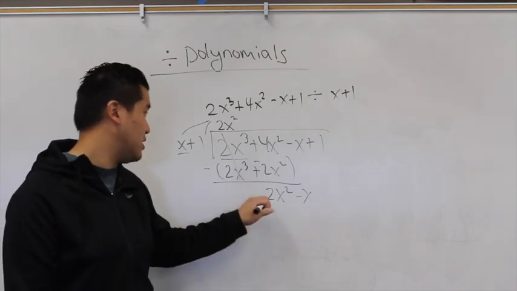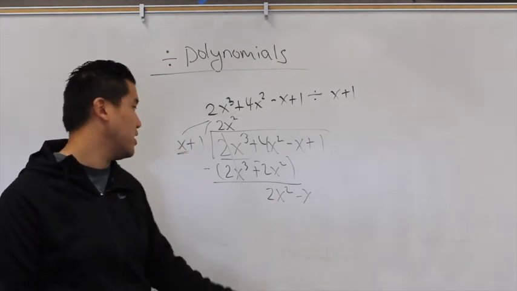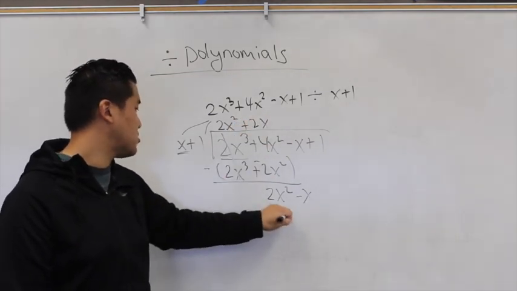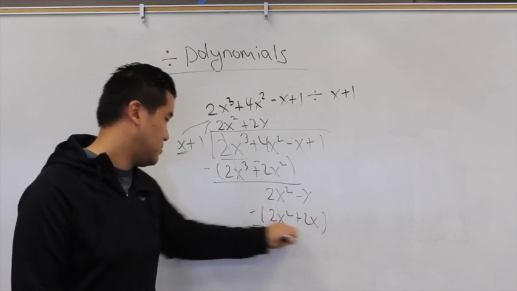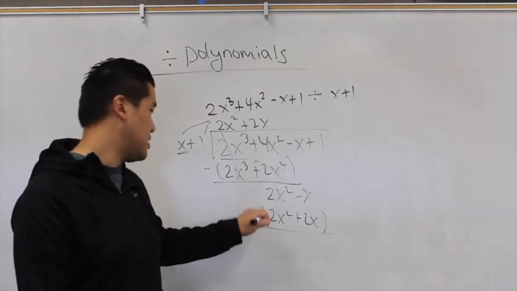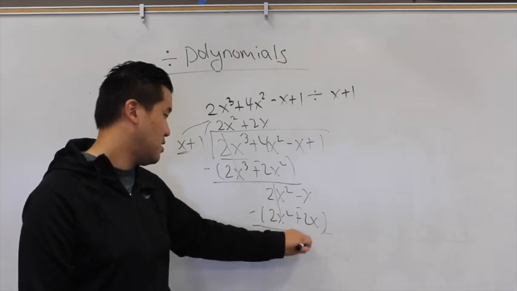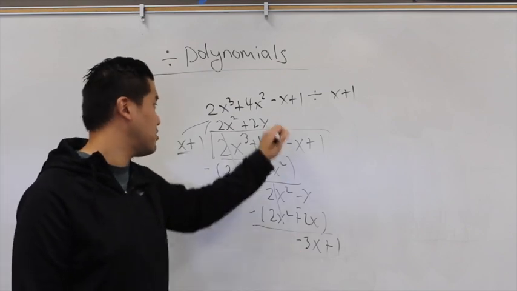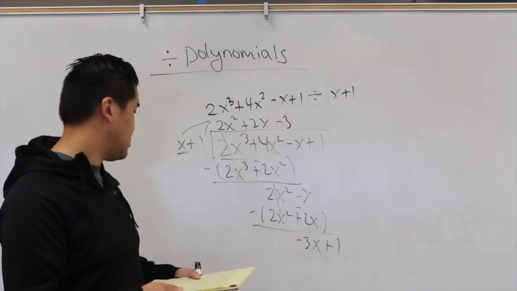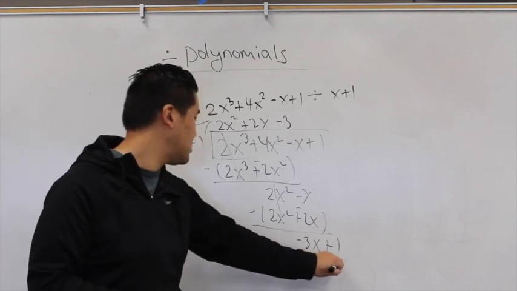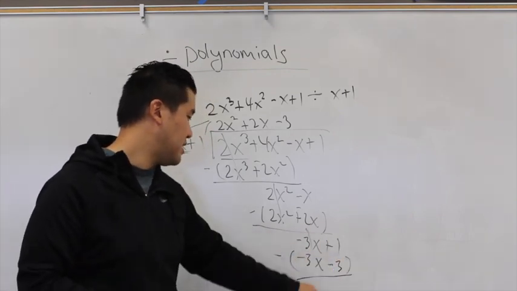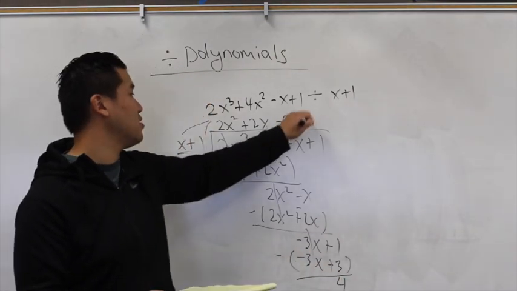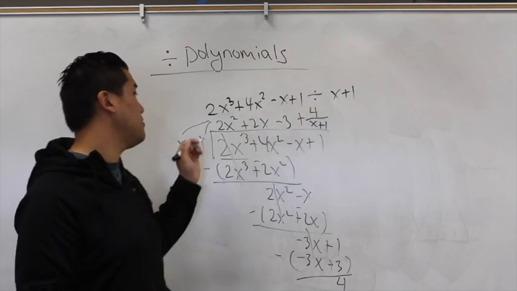Now what? Do the same thing all over again. What do you have to multiply x by to get 2x squared? I still need a 2. I need another x. So you have 2x. Distribute that. So you have 2x squared plus 2x. But same pattern, right? We're going to subtract it again. So that becomes negative. That cancels. That becomes negative. So you have 3x plus 1. Last one, what do you have to multiply x by to get negative 3x? We just need a minus 3. So then when you distribute that, you get negative 3x minus 3. Negative, that cancels out. This becomes positive, so you get 4. 4 is my remainder, so we get that divided by that.